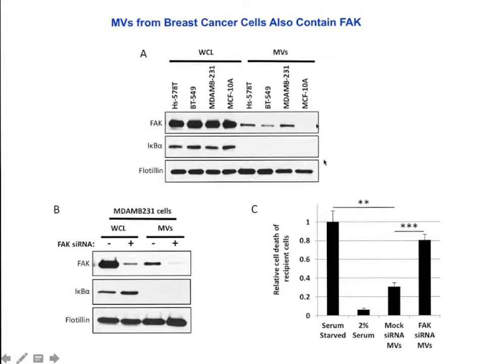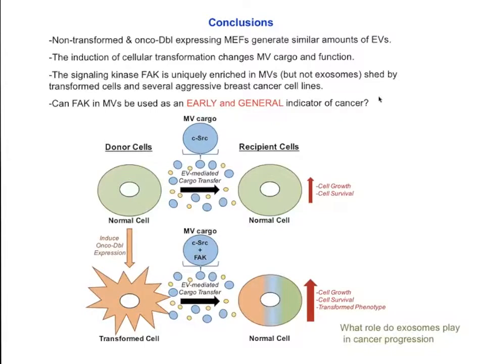However, when we look at FAK in the vesicles, we see something different. The MCF10As, the normal mammary epithelials, don't express FAK in their vesicles, but each of the cancer cell lines do. So we're starting to wonder, could FAK be a marker of cancer in a patient? And so we're starting to set up some experiments to test that right now.